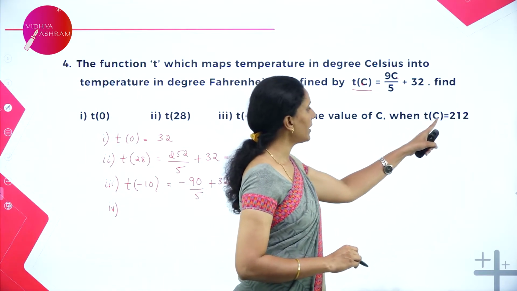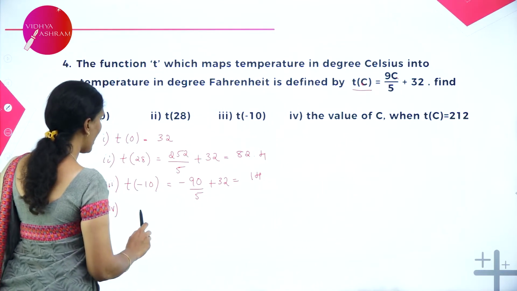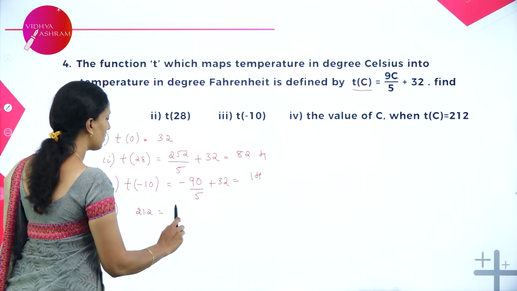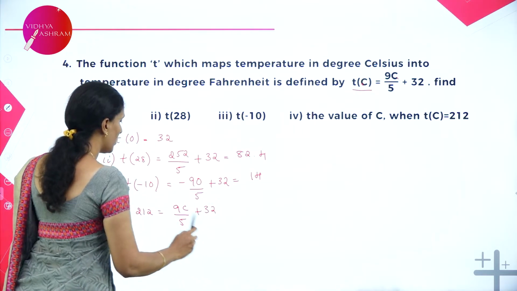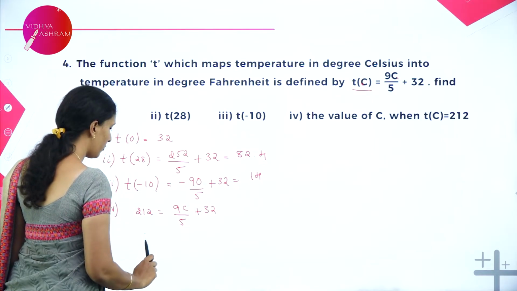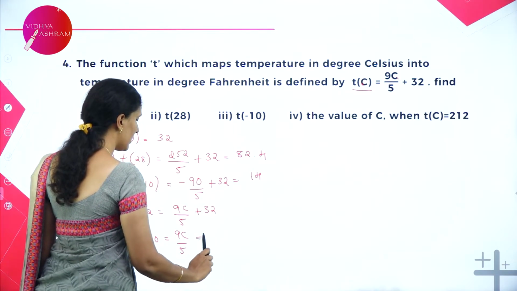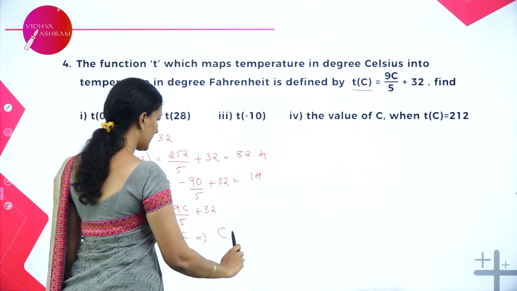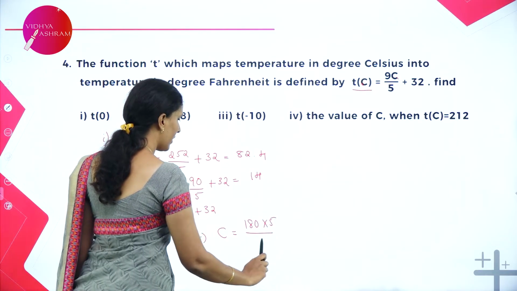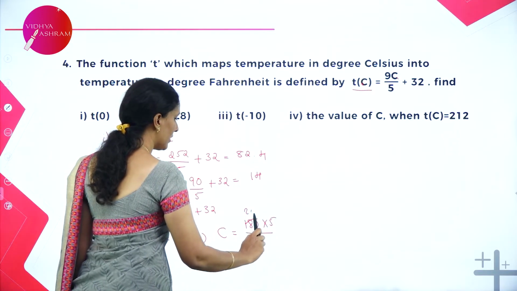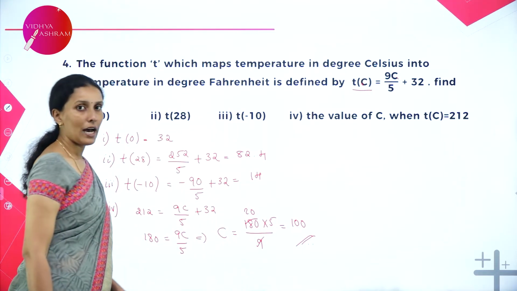Next they have given the value of T of C. That means we need to take T of C as 212, then find the value of C. So we have here 212 is equal to 9C by 5 plus 32. So 212 minus 32 we will get 180 is equal to 9C divided by 5. This implies C is equal to 180 into 5 divided by 9. So you will get the value as 100. So therefore the value of C is 100.